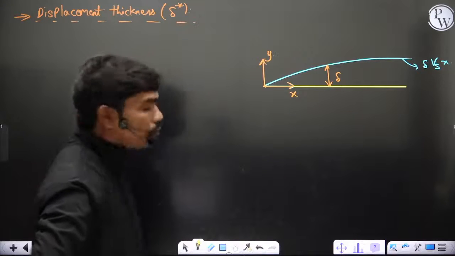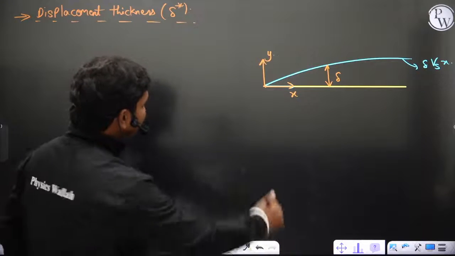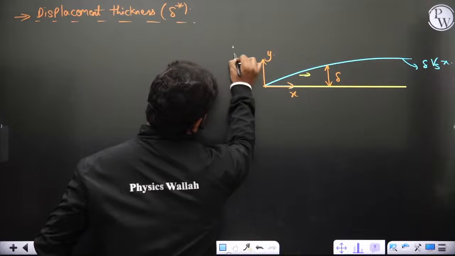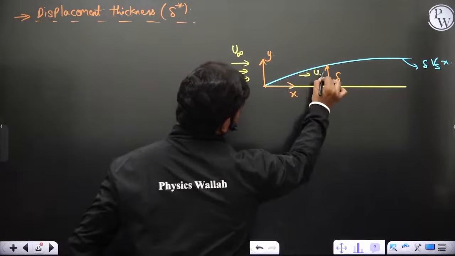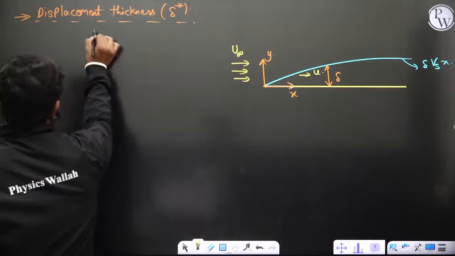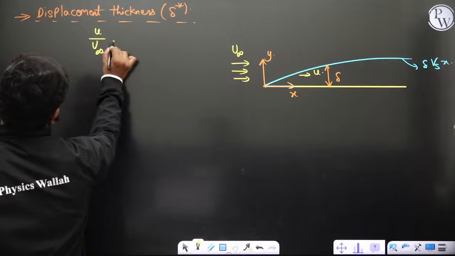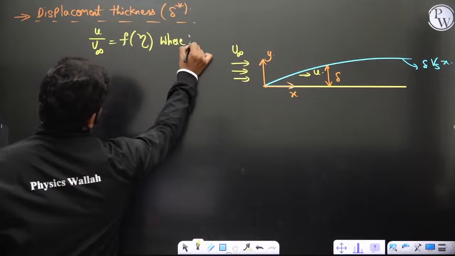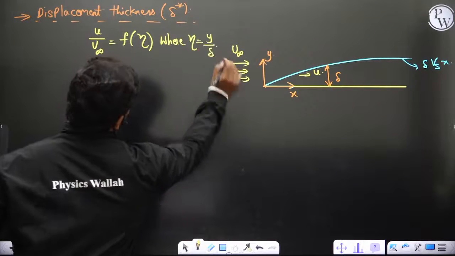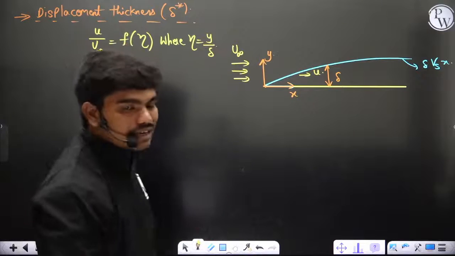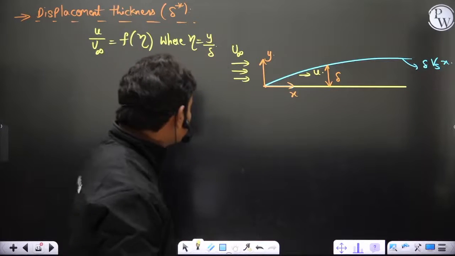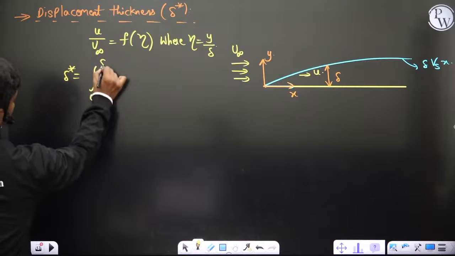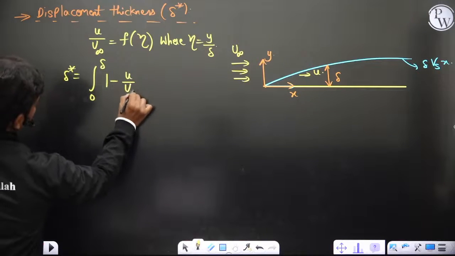So if this is delta, why is it called displacement thickness? Formula wise, if this is the free stream velocity u infinity and here it is u at any location, then u by u infinity is some function of eta, where eta is a non-dimensional variable, y by delta. You will have some function of y by delta, and you can do integrations. So practically this delta star is given by the integral from 0 to delta of 1 minus u by u infinity dy.